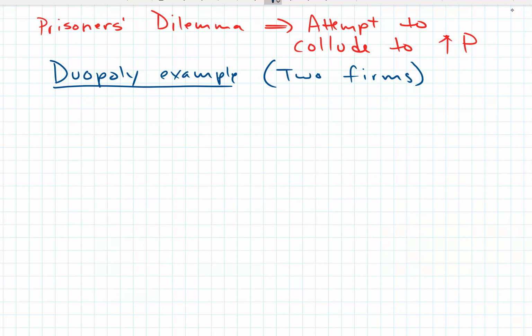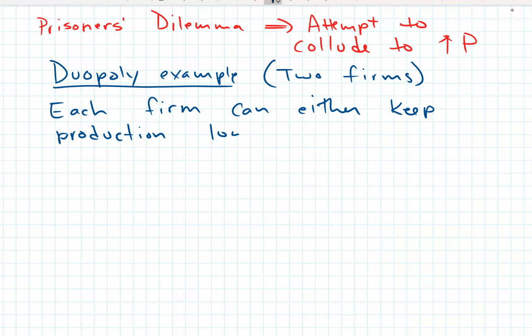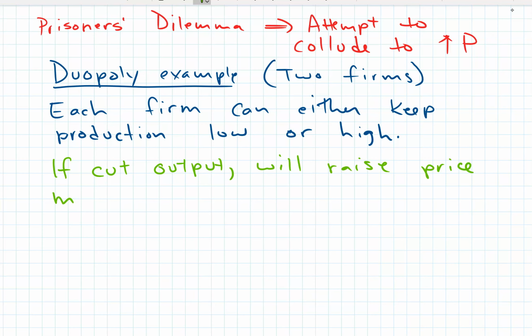So we have the choices for the firms. Each firm can either keep production low or high. And why would they want to produce low? Well, that's like a monopoly, right? If they cut output, this will raise the price, much like a monopolist restricting output.